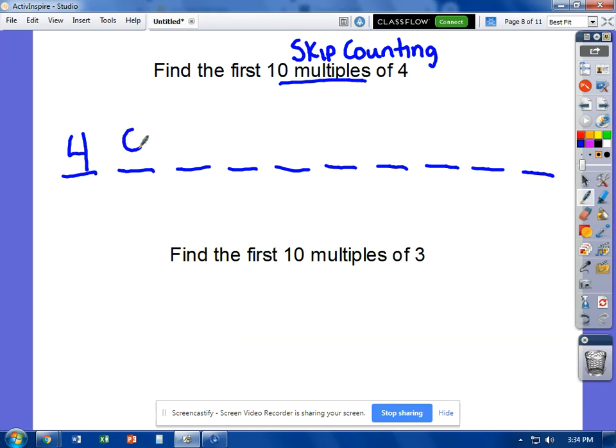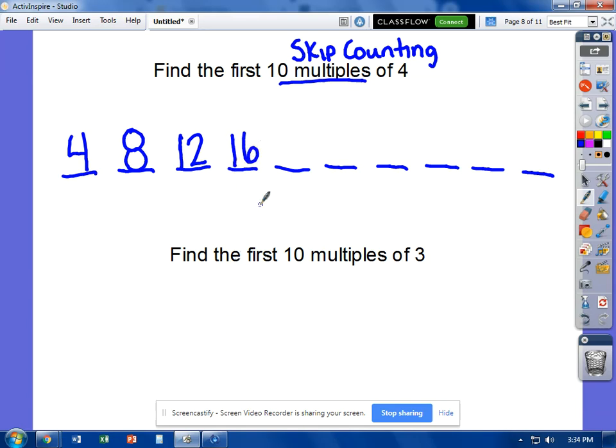4, 8. Now remember, if you don't know your math facts or if you don't know your skip counting that well, that's okay. Use your fingers. 8, 9, 10, 11, 12, 13, 14, 15, 16. Okay.